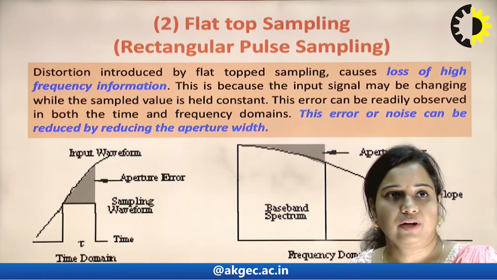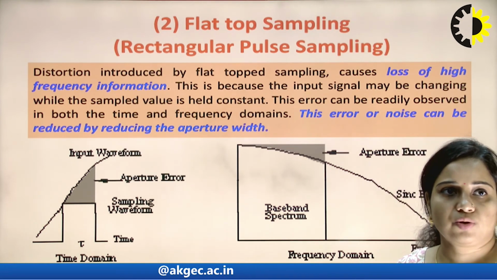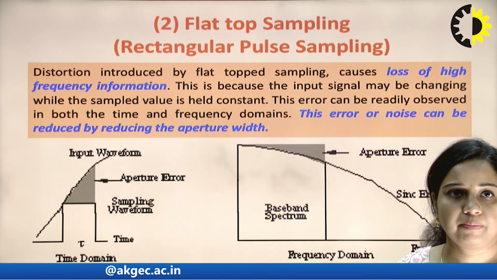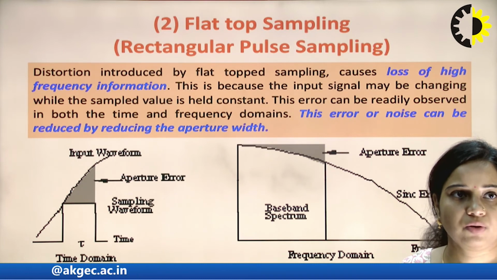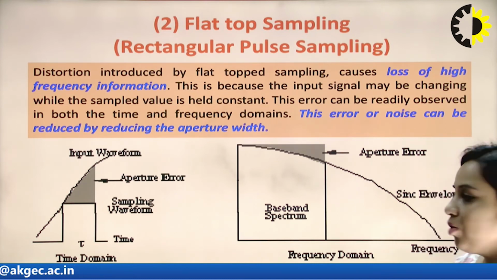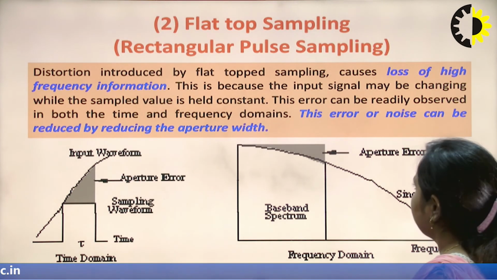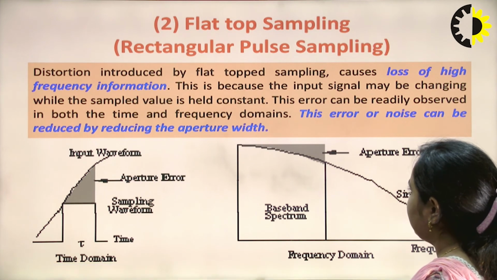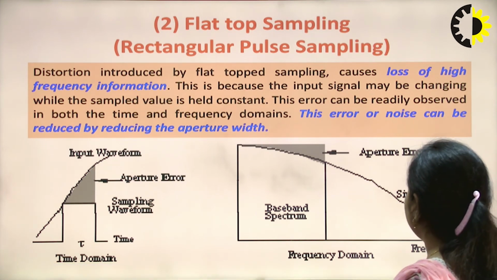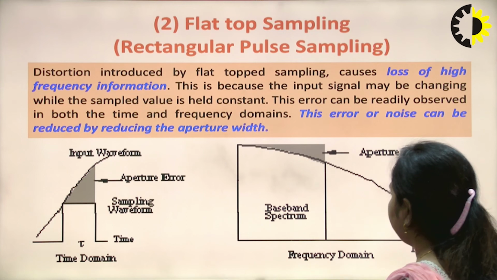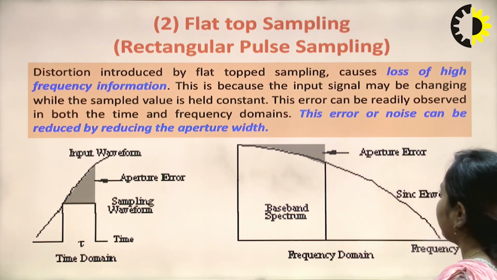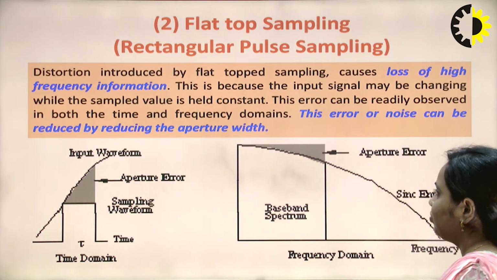Now, this is flat top sampling, rectangular pulse sampling. Distortion introduced by flat top sampling causes loss of high frequency information. This is because the input signal may be changing while the sample signal is held constant. This error can be readily observed in both the time and frequency domain. So, this error or noise can be reduced by reducing the aperture width.